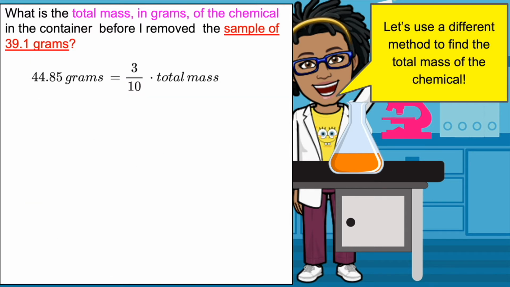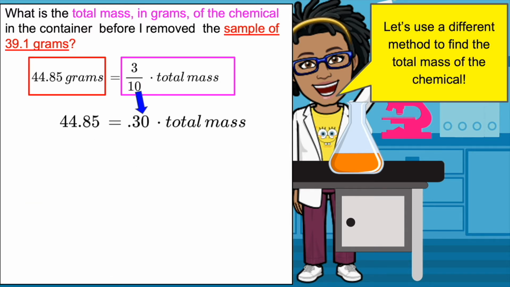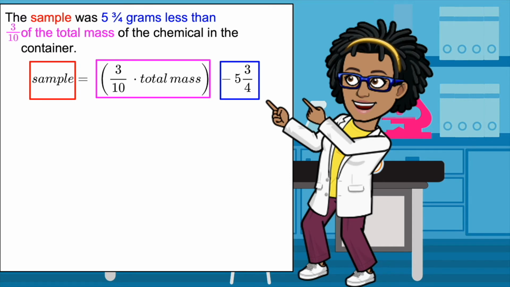Okay, I start with my equation. Okay, I remember. This time I'm going to convert that fraction 3/10 to a decimal. Now I'm going to divide by 3/10 on both sides of my equation. I still have the same total mass, 149.5 grams. Let's review today's lesson.